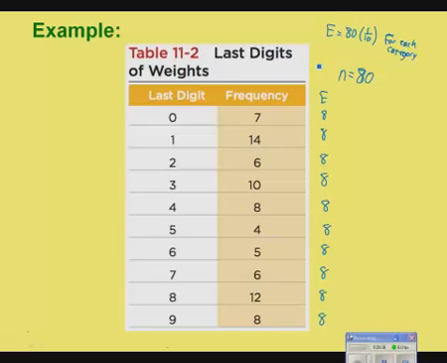See, this is the simplest kind of problem you can do, when the probability of each one of them is the same. But you can also do these problems where the probability is going to change. Then you have to compute E for each one separately. Okay?